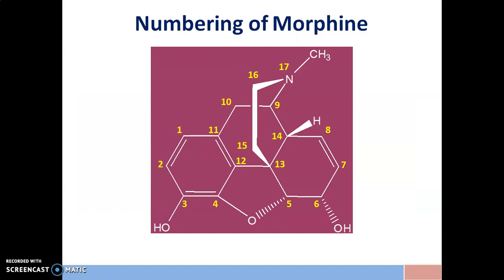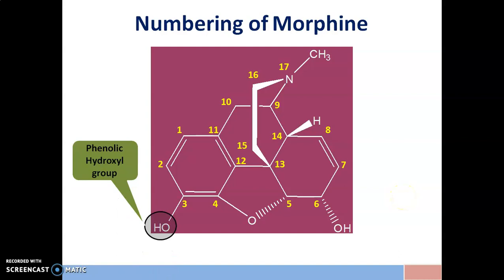Let us discuss the numbering of morphine. The numbering starts from ring A and it ends on ring D, which is the nitrogen containing ring. So the numbering starts from here, that is ring A. This is 1, 2, 3, 4, 5, 6, 7, 8, 9, 10, 11, 12, 13, 14, 15, 16 and 17. That is, it ends on the nitrogen of ring D.